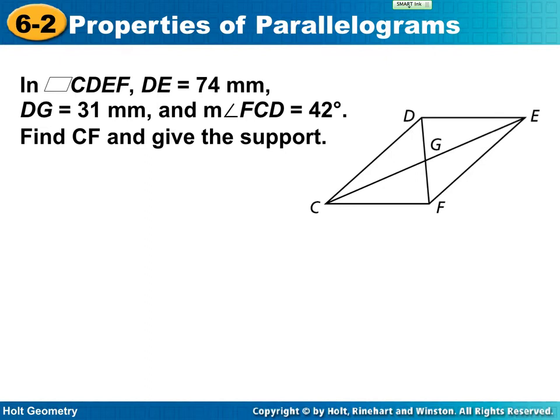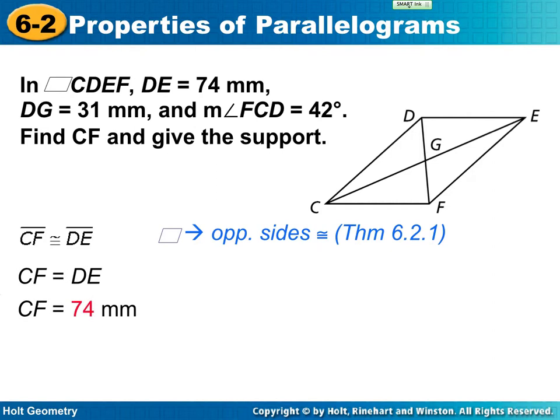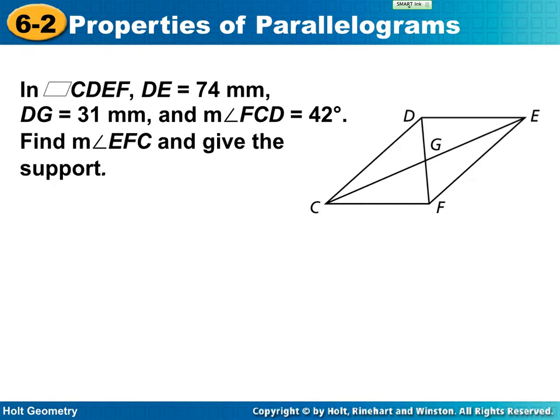How long's CF? Jacob? Yes? 74, and why? Okay, the opposite sides theorem, correct. Opposite sides are congruent. Same information, but this time I want you to find angle EFC, and give the support.